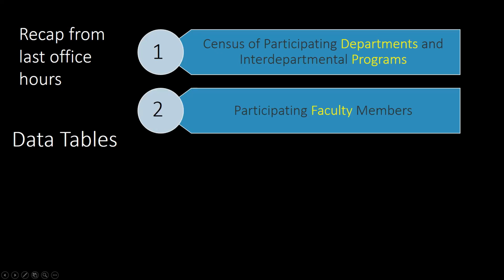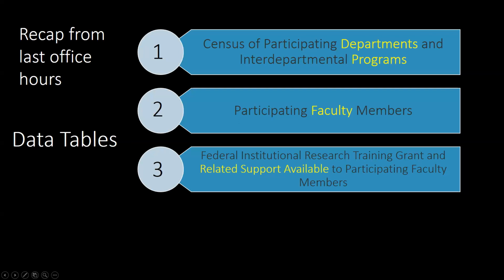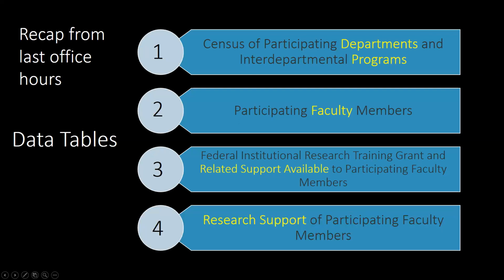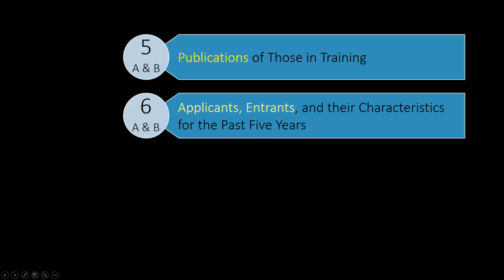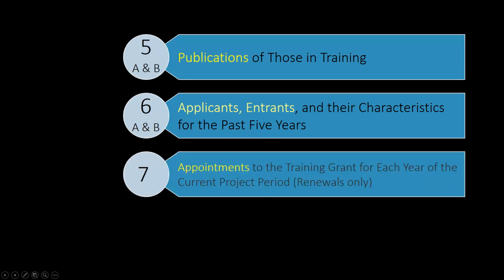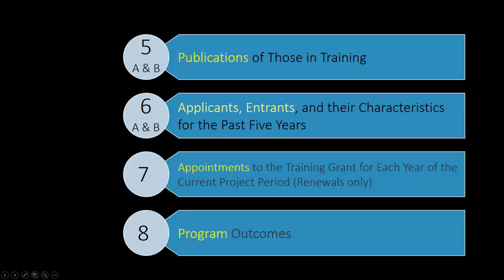These are the ones we're going to be going over today, these two. It talks about all the other institutional training grants that we have on the campus. It talks about research support from your faculty, publications from your trainees, applicants' entrance and characteristics for your trainees, and then appointments to the grant, and then your program outcomes. So that's just an overall, that's what we talked about last week.